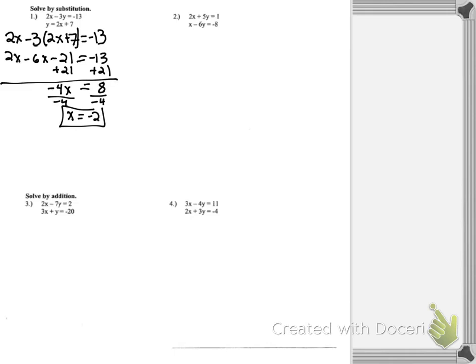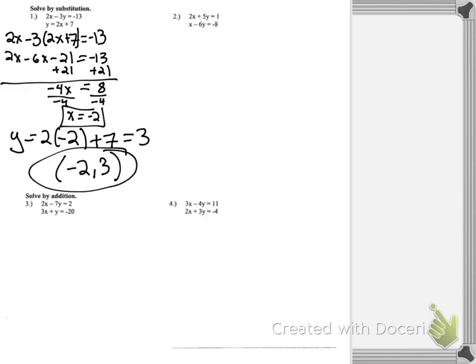Now that we have x equals negative 2, we're just going to substitute it back into our y equals 2x plus 7. Now we know our value of y equals 3. And then remember, we write our answer as a coordinate point. So we have negative 2, 3. That's our first solution.